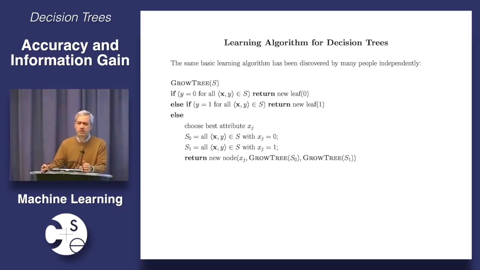Let's not try to do something fancy. Actually, a lot of the time in machine learning, it's the simplest things that work best. Okay. So what would be a very simple criterion to pick the best attribute?